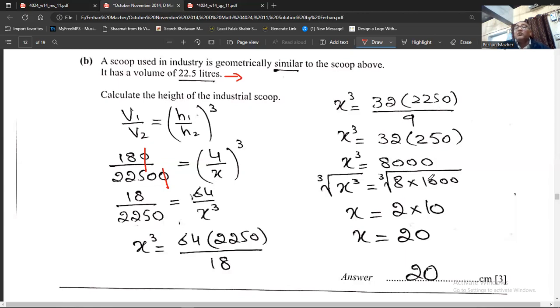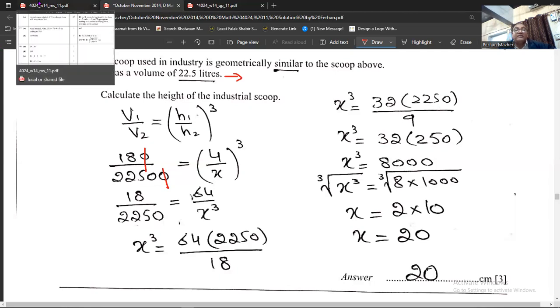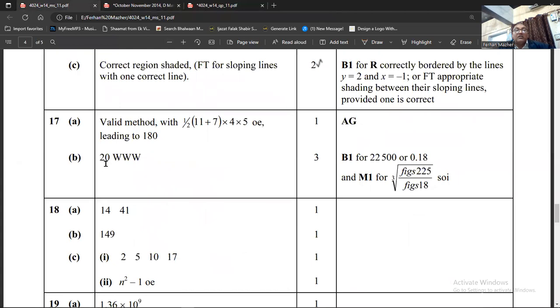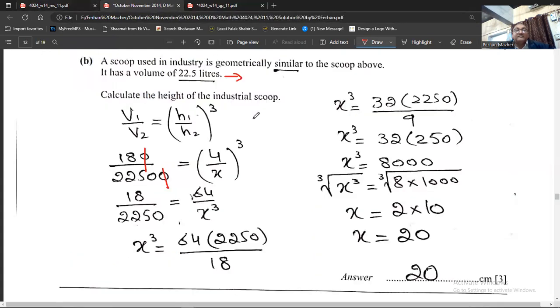So take the cube root on both the sides, because here you have cube, so I want to get rid of it. So this is 8 into 1000. 8's cube root is 2 and 1000's cube root is 10. So 2 into 10 is 20. So the height of that industrial scoop will be 20 centimeter. 20 is the right answer. This is the solution.